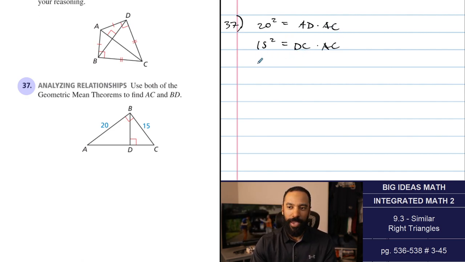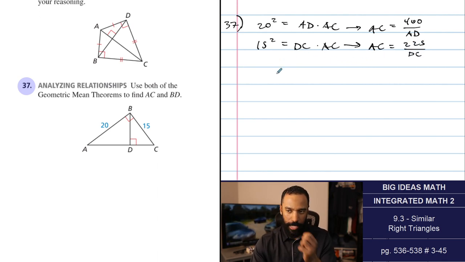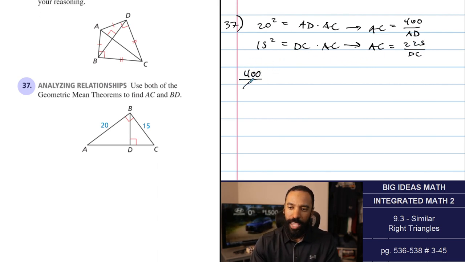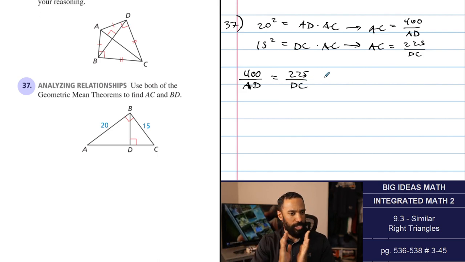If I divide both sides by AD, I'll get AC is 400, that's 20 squared, over AD. And if I divide both sides by DC here, I'll get AC equals 225 over DC. So these are equal: 400 over AD equals 225 over DC. Now, that's one thing I can use in basically a system of equations.